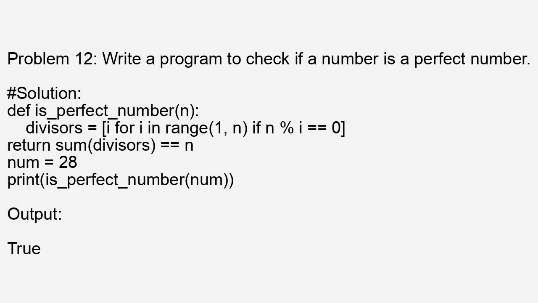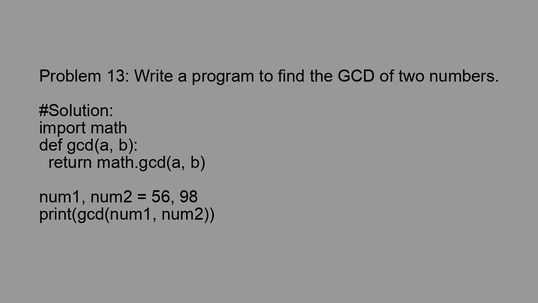Problem 12. Write a program to check if a number is a perfect number. # Solution. def is_perfect_number(n): divisors = [i for i in range(1, n) if n % i == 0]. return sum(divisors) == n. num = 28. print(is_perfect_number(num)). Output: True.